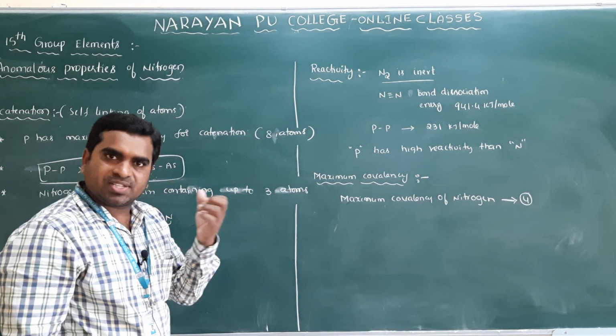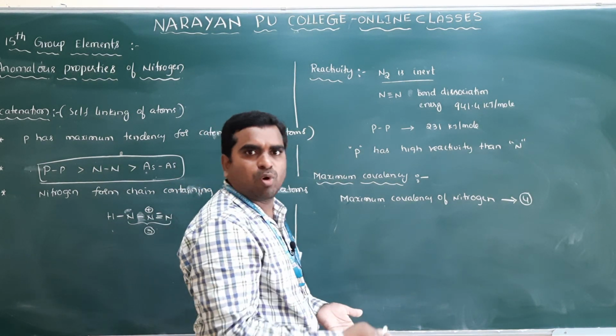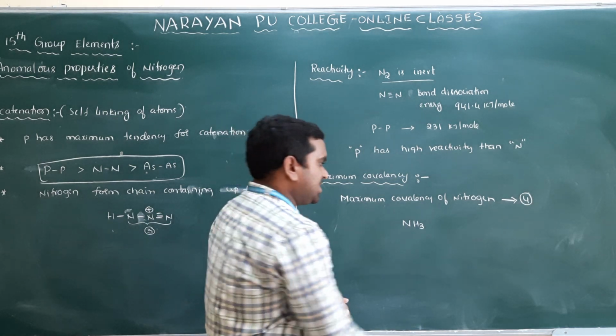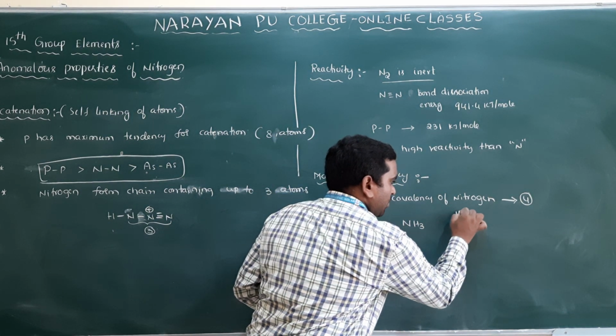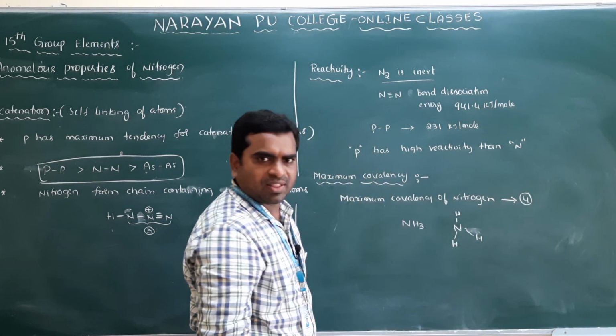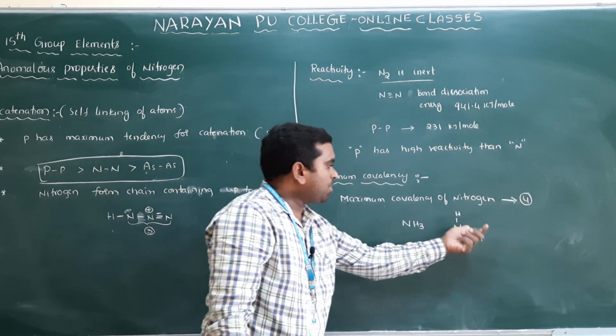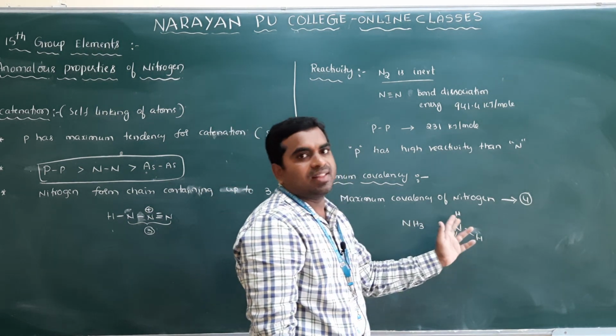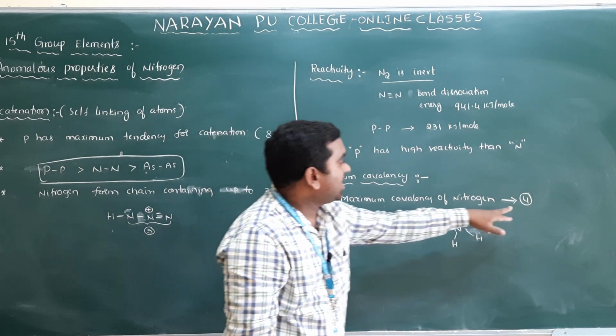What is the maximum covalency? 4. You know that if you take ammonia, NH3, nitrogen forms how many bonds? 1, 2, and 3. Total 3 bonds. So the number of bonds is the covalency. So the covalency here is 3, but I said the maximum is 4.